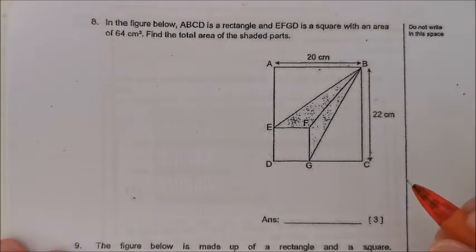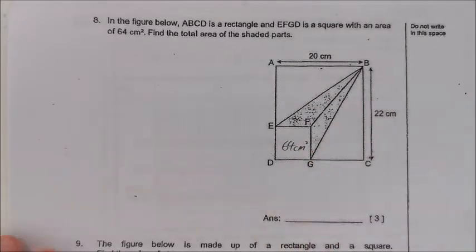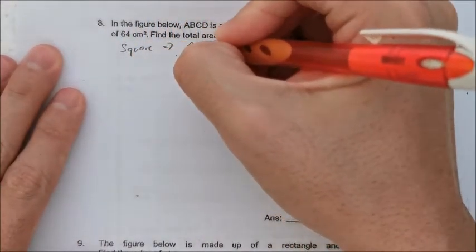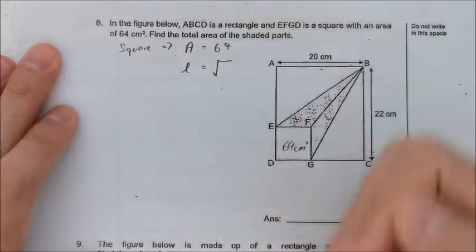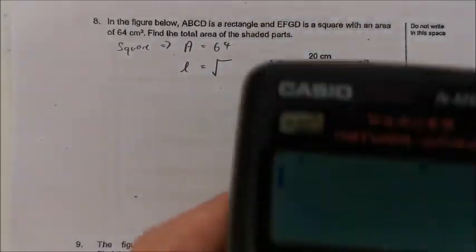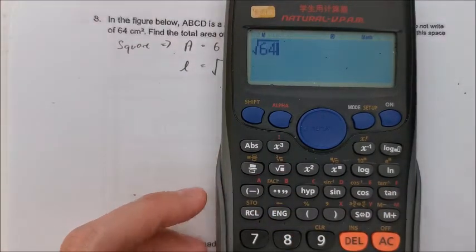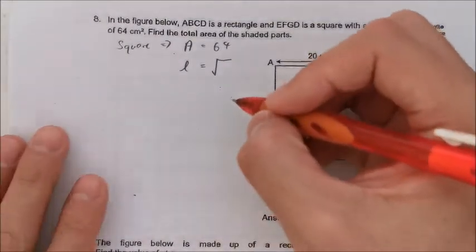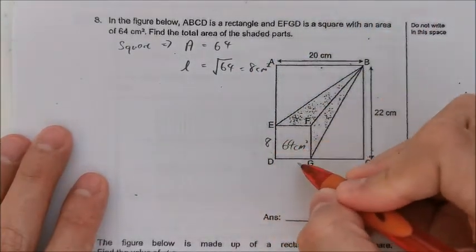Okay, so if you look at this, guys, this is 64 square centimeter for a square. Whenever we have the area of a square, if the area equals 64, we can find the length. How do we find the length? We have to make use of the square root function. In your calculator, the square root function is here. So you square root the area of a square, you'll get the length, which is 8 cm. Square root 64, I will get 8 cm. So we know that this is 8, this is 8.